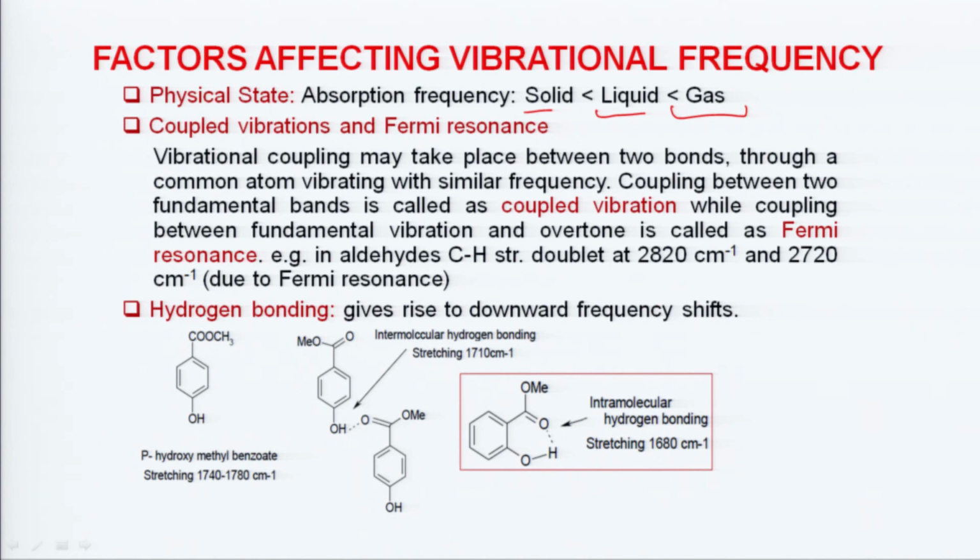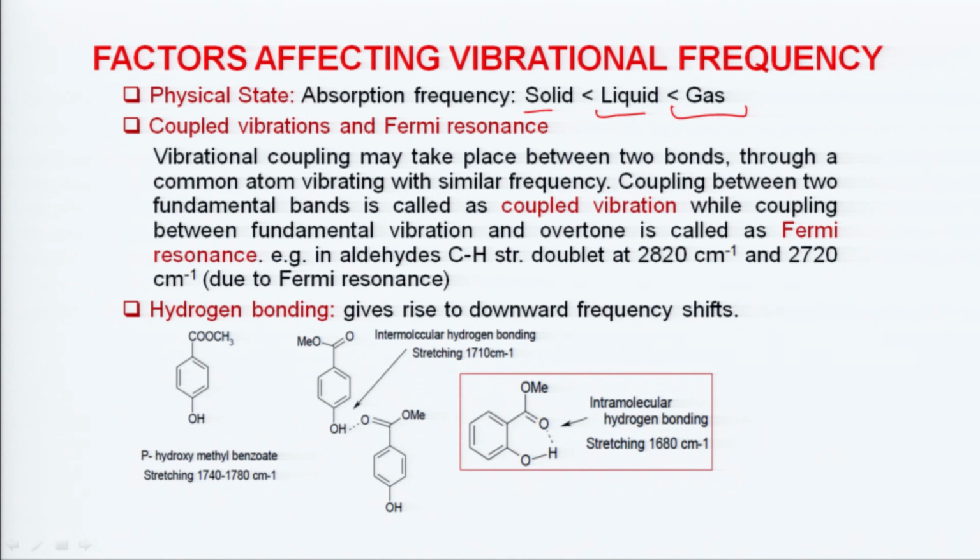The next factor is coupled vibration and Fermi resonance. Vibrational coupling may take place between two bonds through a common atom vibrating with similar frequency. Coupling between two fundamental bands is called coupled vibration, while coupling between a fundamental vibration and an overtone is called Fermi resonance. So we first have to understand those terms, fundamental vibration as well as overtone.